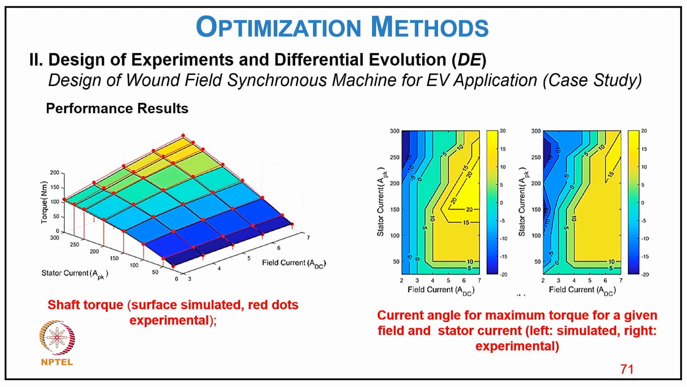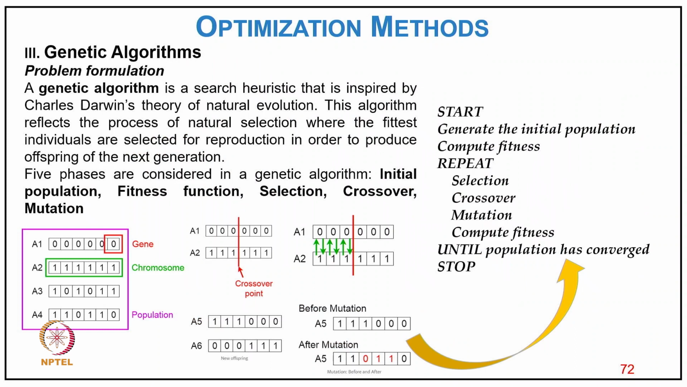Now typically it's a soft torque surface, simulated and red dots are experiments for performance calculation. Similarly, current angles for maximum torque and field current are given for simulated and measured torque. And here typically you can call it, coming to optimization, a genetic algorithm, that is another method.